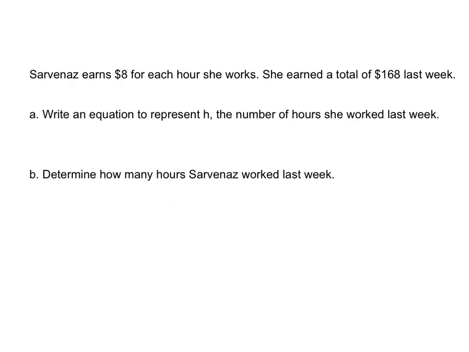So the total bill was $12.75. Our next problem: we've got a lady who earns $8 for each hour that she works, and she earned a total of $168 last week. We're going to write an equation to represent H, the number of hours she worked last week. She earns $8 for each hour, so we take 8 times the number of hours she worked, which we represent with H, and that's equal to her total earnings, which was 168. So our equation is 8 times H equals 168.